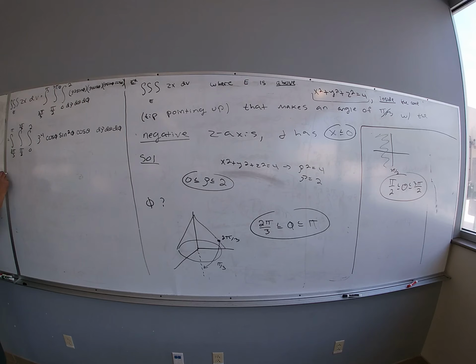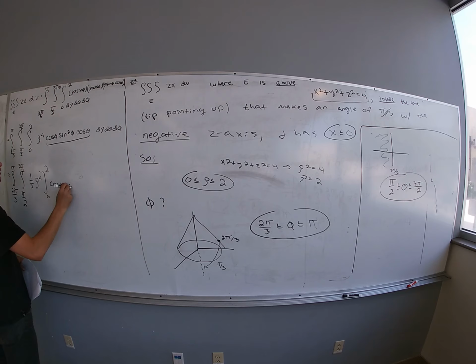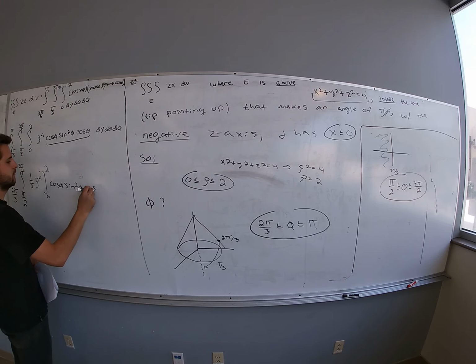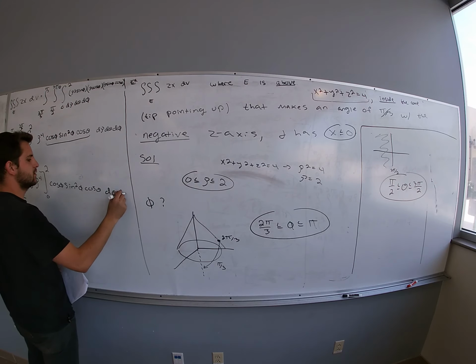Perfect. So this equals integral from 2 pi over 3 up to pi, integral from pi over 2 to 3 pi over 2. Okay, what am I integrating with respect to first? Just rho, right? So thank goodness I get to leave all this alone and just integrate with respect to rho. This is going to give me 1/5 rho to the 5th, from 0 to 2, and I get to leave everything else alone. Sine squared phi, cosine of theta. I just took care of d rho, so all I have left is d theta, d phi.